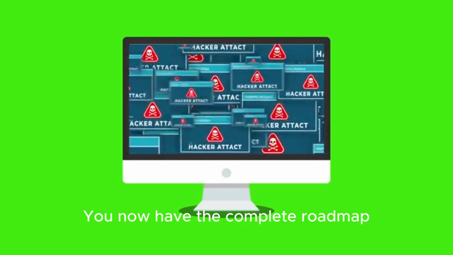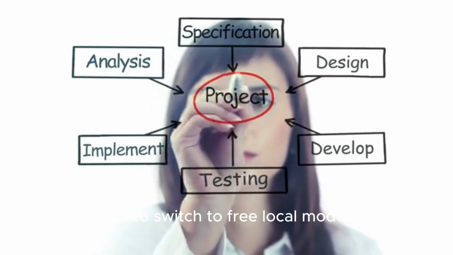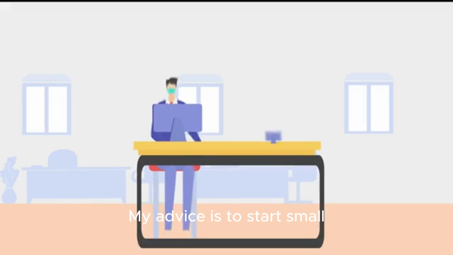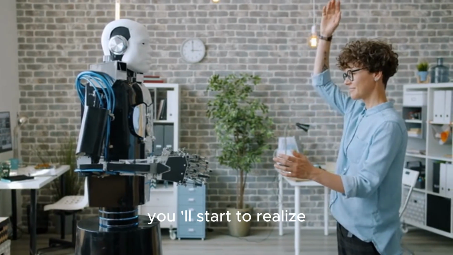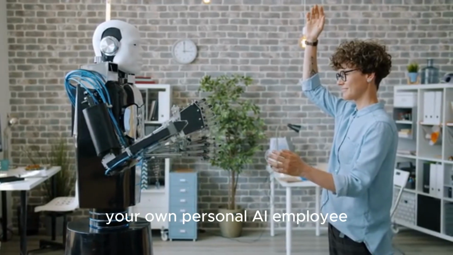You now have the complete roadmap. You know how to install it, how to configure it properly, how to define tasks and prevent common errors, how to improve its accuracy, how to switch to free local models, and even how to schedule full automation. My advice is to start small. Pick one simple, repetitive task and try to automate it. Once you see it work for the first time, you'll start to realize just how much of your daily digital work can be handed off to your own personal AI employee.